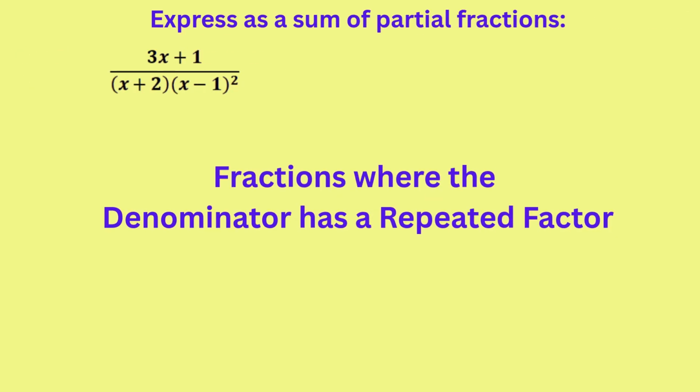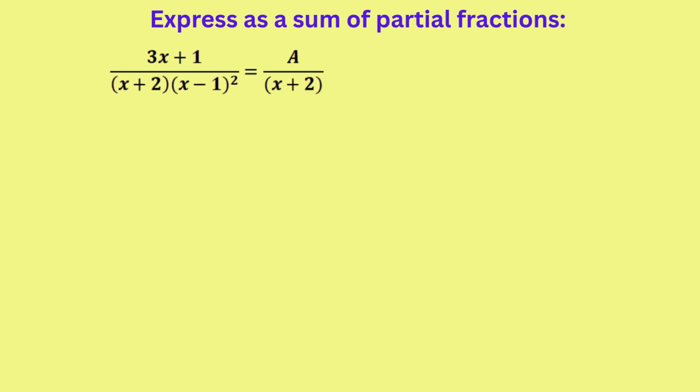In the third and final example, the denominator has a repeated factor x minus 1, all squared. There are 3 possibilities for a denominator in the partial fractions. They are x plus 2, x minus 1, and also the possibility of x minus 1 all squared. A, b, and c are all real numbers.